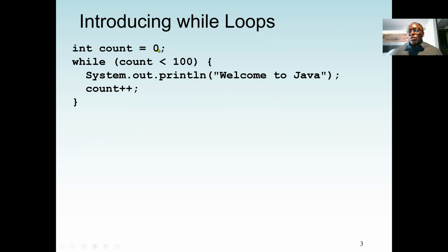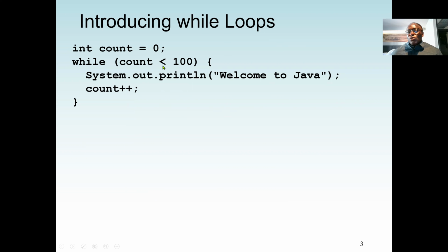So we want to start from 0. If we start from 0, then we have to end at 99, because from 0 to 99 is 100. Or we can start from 1 and end at 100, so from 1 to 100 is 100 times. Here we start from 0. Now we have a condition saying that if the count is less than 100, we should print System.out.println, which is "welcome to Java". So now instead of writing System.out.println 100 times, we write it only once inside the loop. And the condition here will tell us how many times the loop will execute.